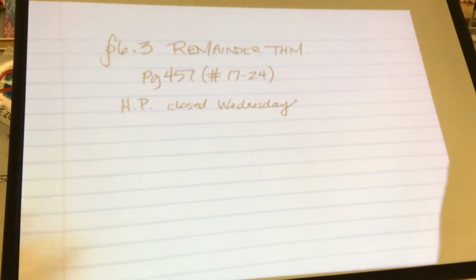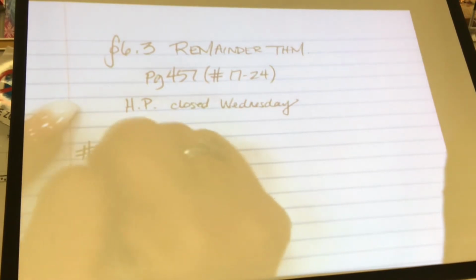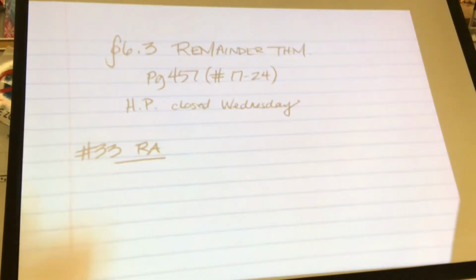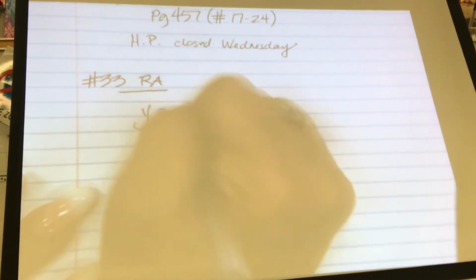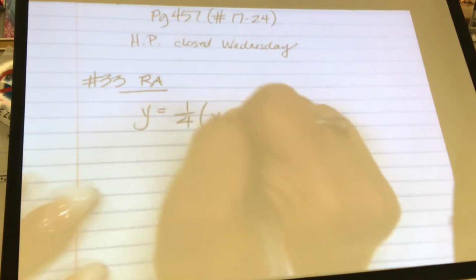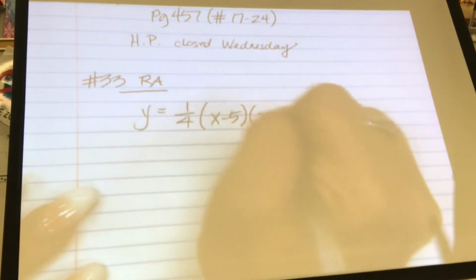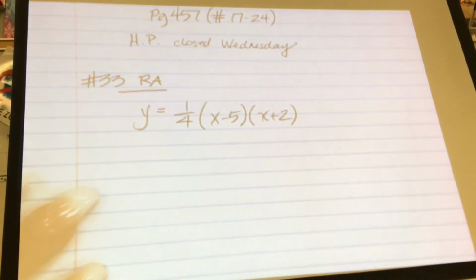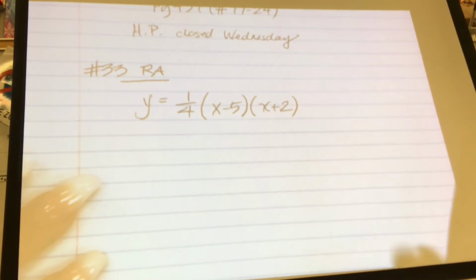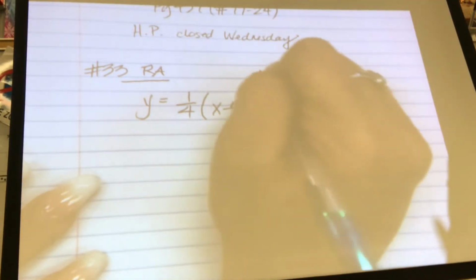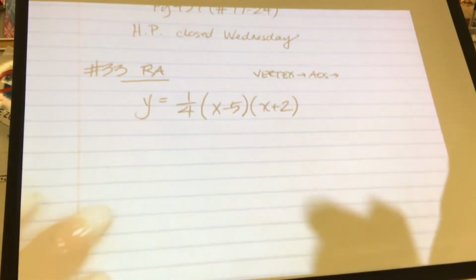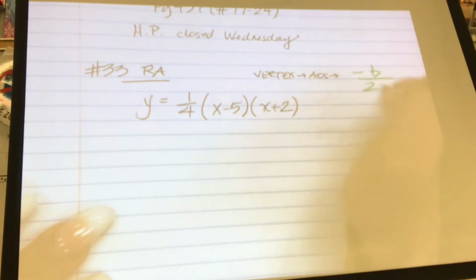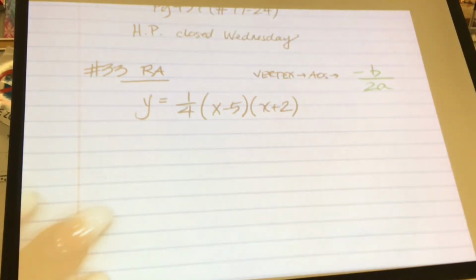All right. Number 33 from the review assignment. It's asking me for the vertex and axis of symmetry. Y equals 1/4 times (x minus 5)(x plus 2). They're asking me for basically the same thing, the vertex and the axis of symmetry. I need two things, b and a. That's basically what I need, negative b over 2a.